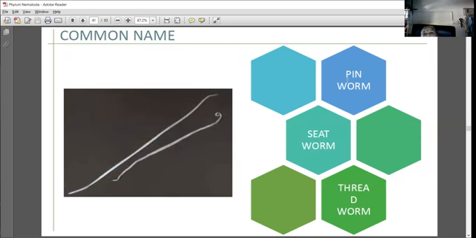Now, this is one of the most important worms which is infecting worldwide. This is a very old worm which has been infecting people all over the world. A common name is pinworm, seedworm, and threadworm.